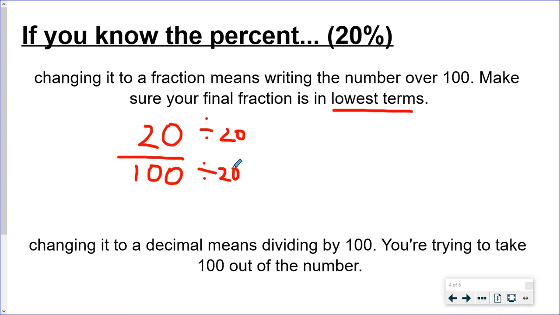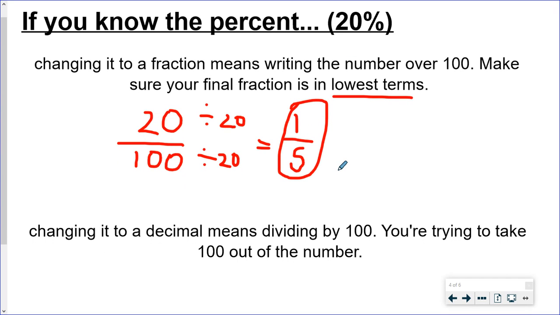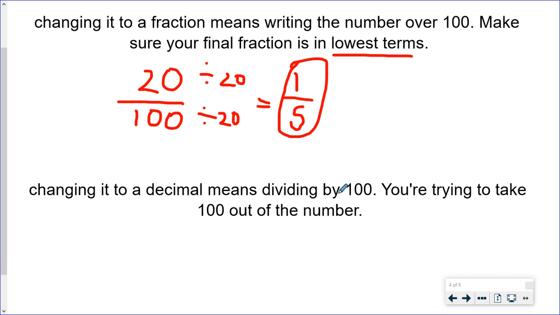And if I do that, then I know that 20 divided by 20 is 1. 100 divided by 20 is 5. So my fraction in lowest terms is going to be 1/5. Okay, so again, write this number over 100, so 20 over 100, and then check to make sure it's in lowest terms. If I'm going to change it to a decimal, that means I want to take the 100 out of it. It's a percentage right now. I want to take 100 out of it. So that means I'm going to divide by 100.